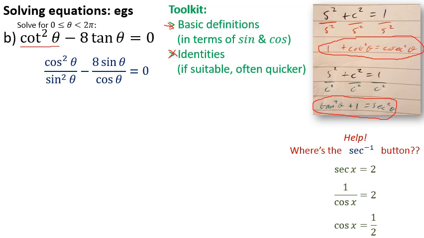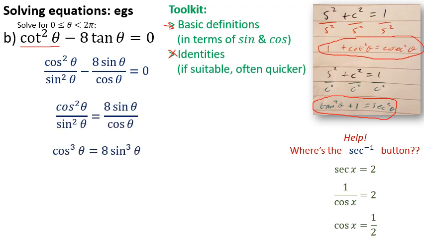And then we do some sensible things. So sensible things in this case involve either rearranging so that we've got the 8 sine over cos on the right hand side of the equation, or perhaps you would choose to multiply through by the sine squared and the cos theta to deal with those fractions. Once you've got rid of the fractions, you've got a slightly nicer equation to deal with. I've done both of those things, and now I have cos cubed equals 8 lots of sine cubed.